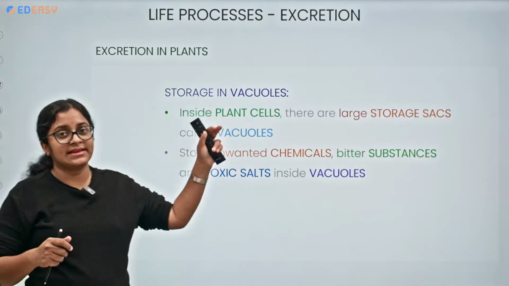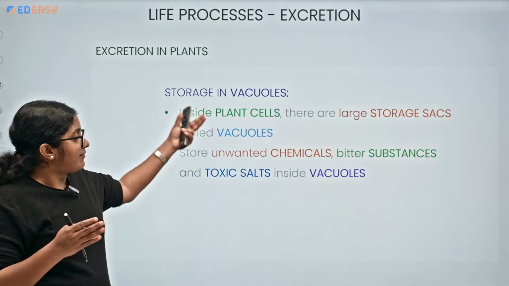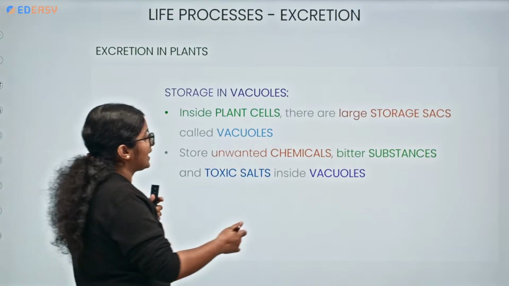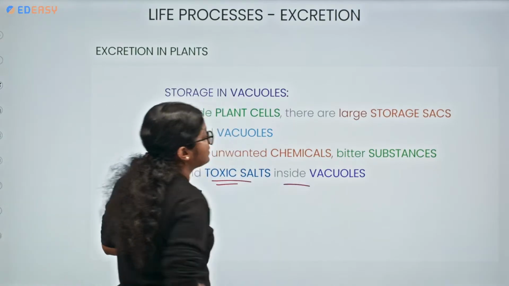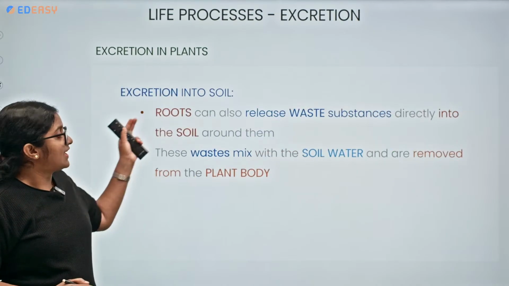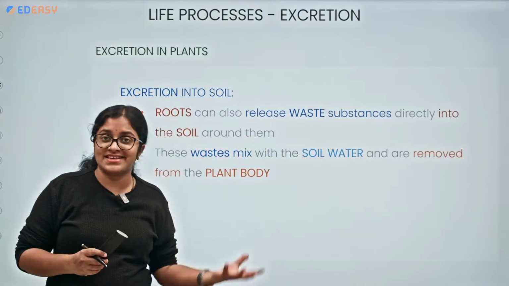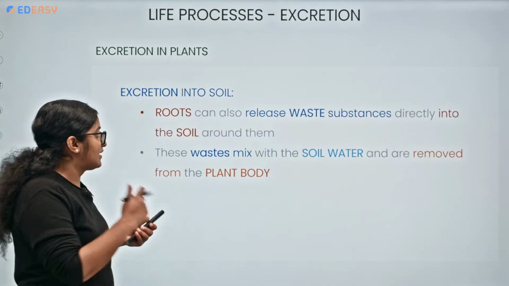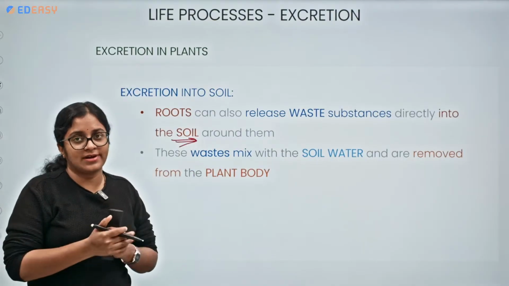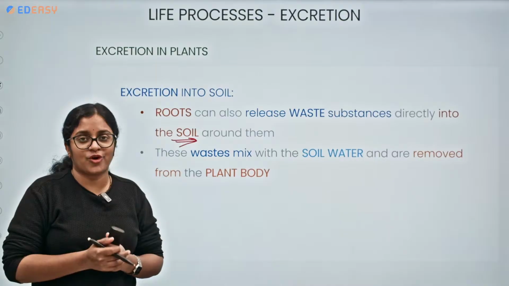Okay, so storage inside the vacuole. Sometimes inside the plant cells there is storage, and the vacuoles act like large storage sacks for storing unwanted chemicals, the bitter substances and the toxic substances. Then excretion into soil. Sometimes we could see the roots also releasing waste substances directly into the soil, as they are associated with the ground level. The waste gets mixed with the soil particles, specifically the soil water, and gets removed from the plant body.